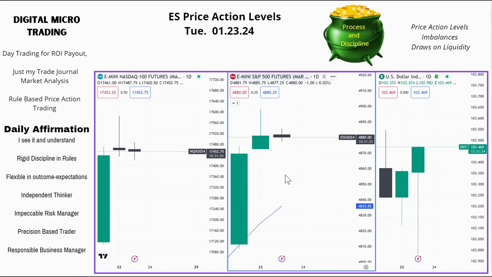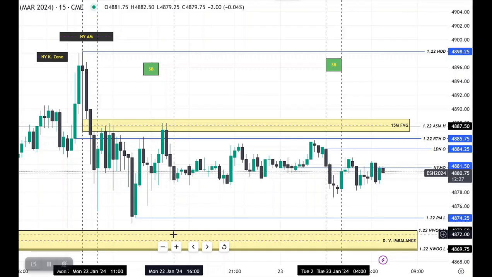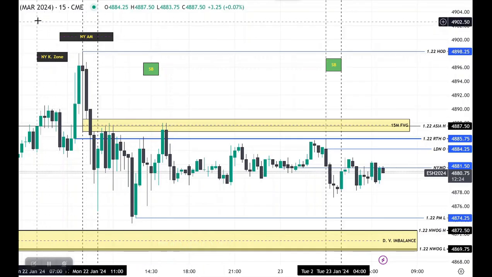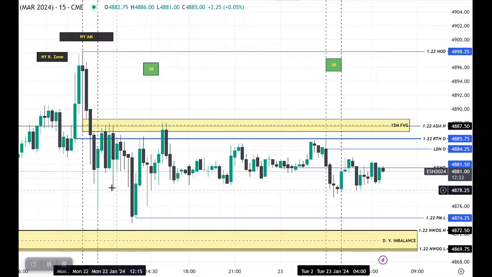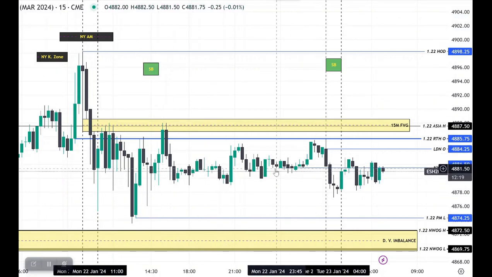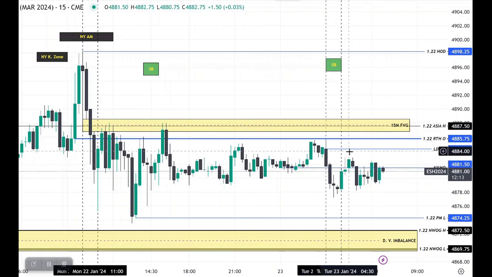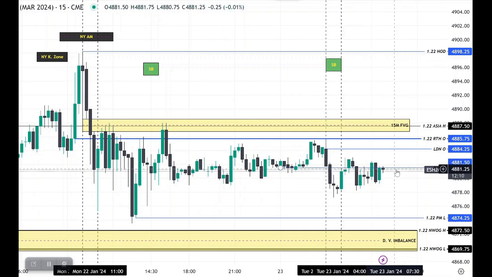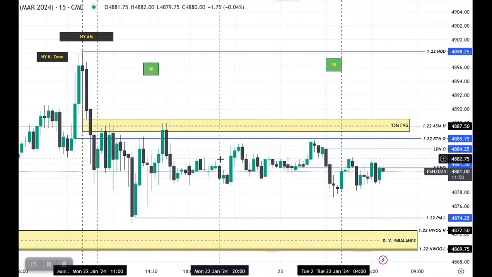Let's go to the smaller time frame on the ES next. This is the 15-minute benchmark for the ES March 2024 futures contract. You can see consolidation. We already had the London come in at 4884.25 right here. New York midnight open, 4881.50. Very small spread here. And again, prior day's RTH open, 4885.75. So we've got barely a 5 to 10 handle spread here for basically hours.